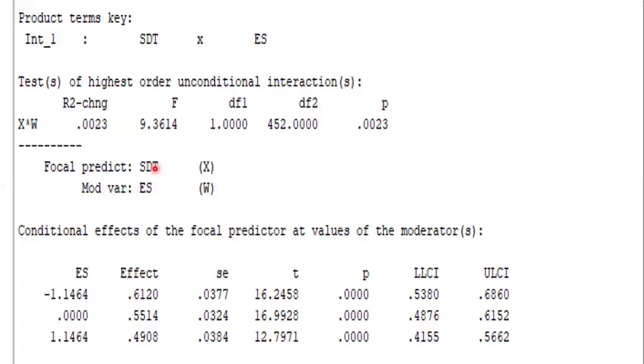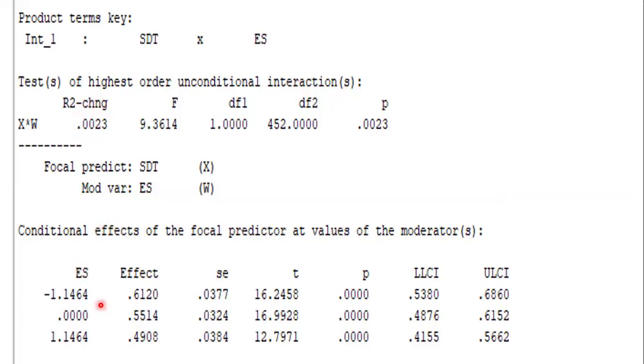Then what next I was discussing? I was discussing the test of higher order unconditional interaction, where I have told you if we want to verify whether the inclusion of moderating impact is benefiting us or not, you need to see the R square change and you need to see the p value of R square change. If the p value of R square change is less than 0.05, it means the inclusion of moderating variable in your model has basically benefited you. It has positively enhanced the R square.